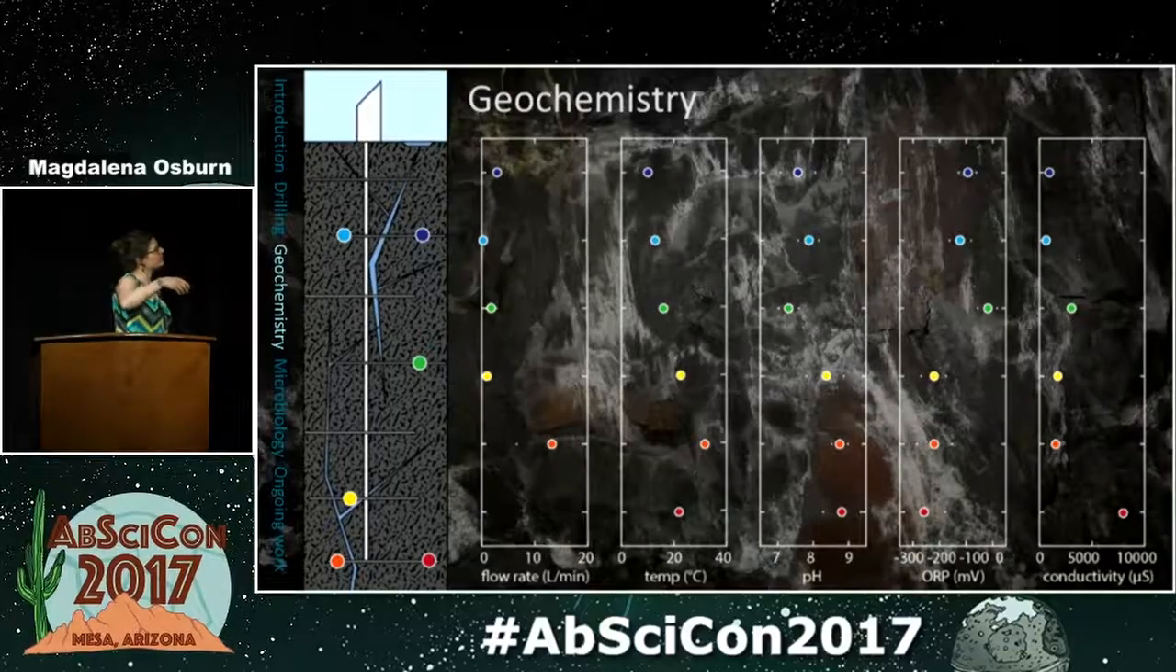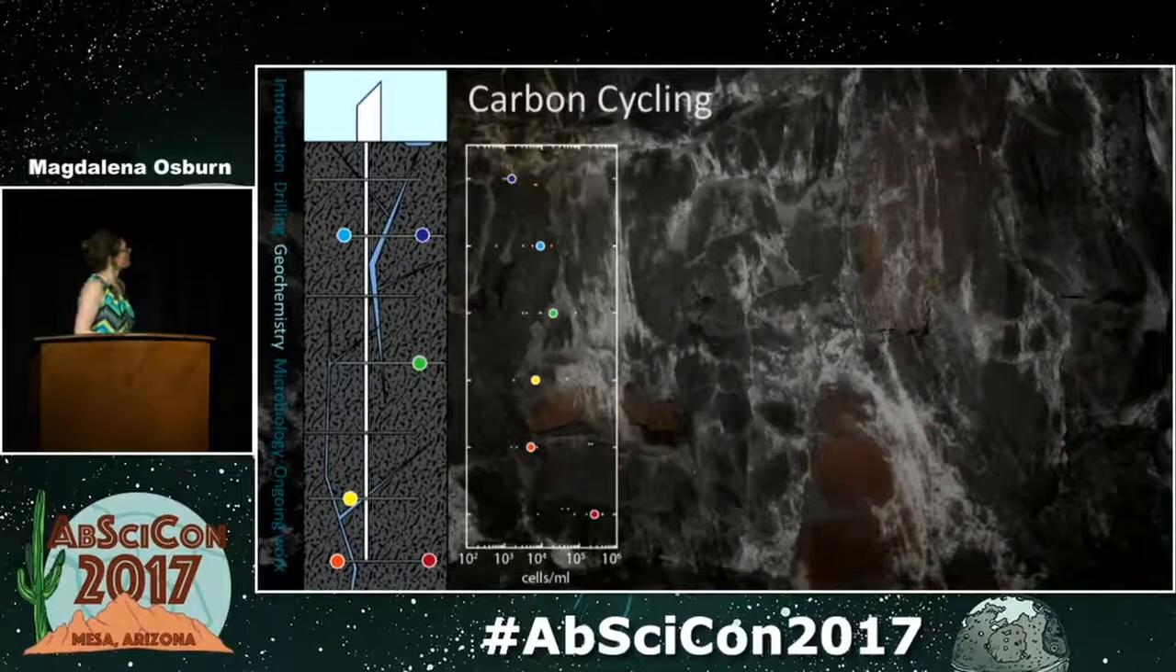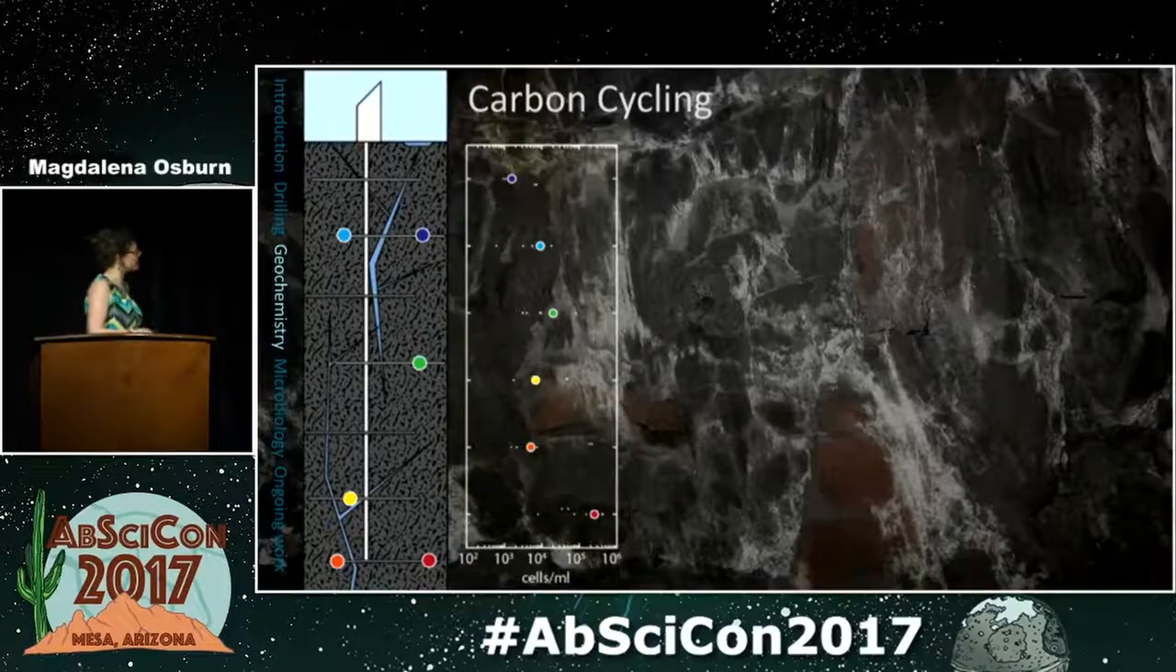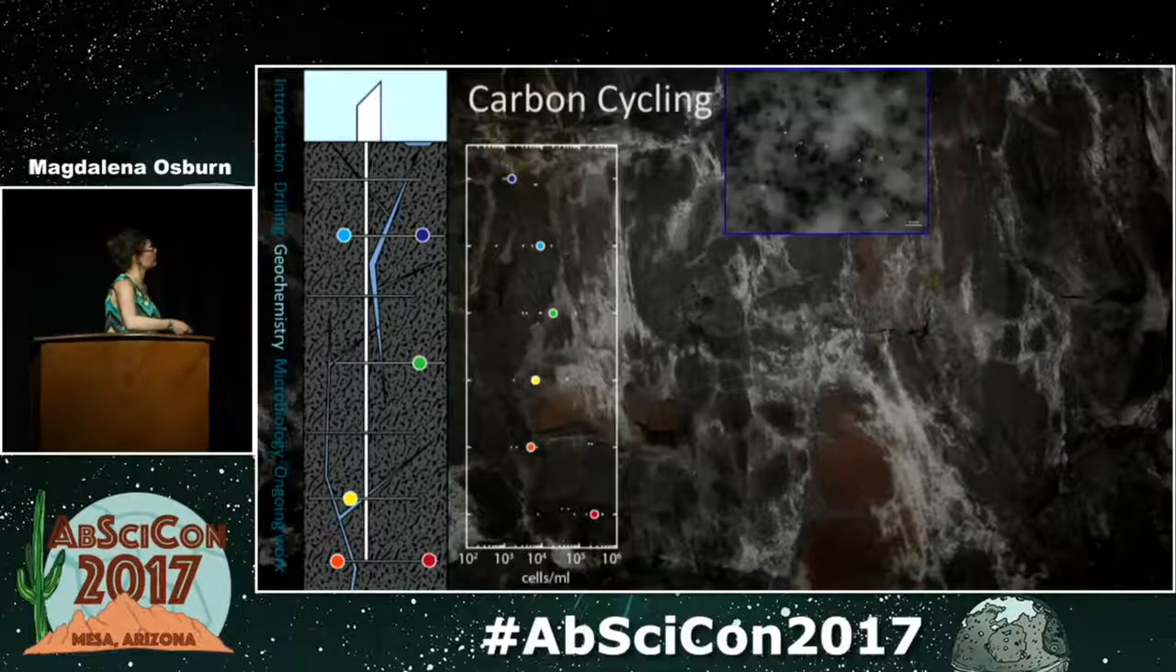Oxidation reduction potential, we're getting more reducing with depth, and we're also getting somewhat saltier, maxing out at something like brackish. In terms of the number of cells in these waters, we are at low 10 to the third up to mid 10 to the fifth cells per mil, so quite low.